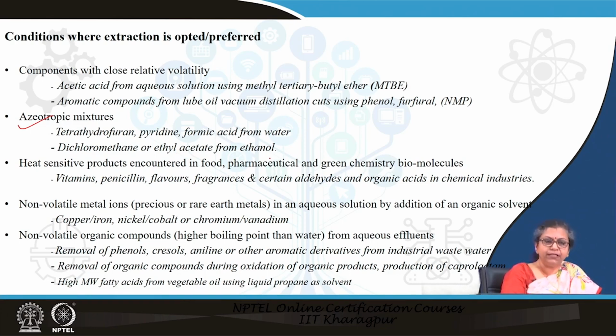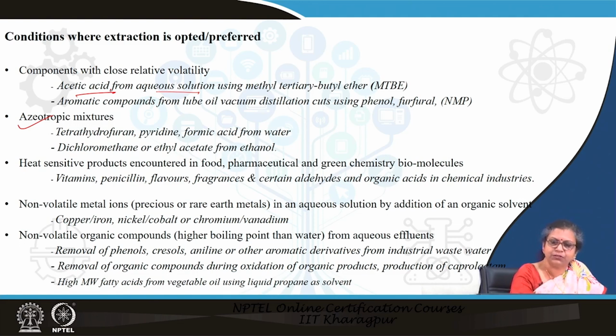It can also happen that the components do not form an azeotrope, but they have a very close relative volatility. And therefore, in order to effect some particular separation, we have to use a very large number of trays, say 45-50 trays, which is definitely not going to be economical. Under those conditions also, possibly we can go for extraction, particularly when recovering the solvent from the raffinate and the extract is not very difficult. A typical example is, say we have an aqueous solution containing acetic acid.